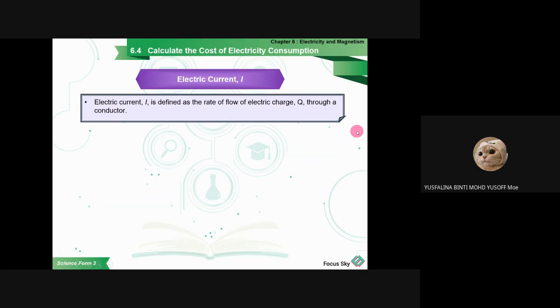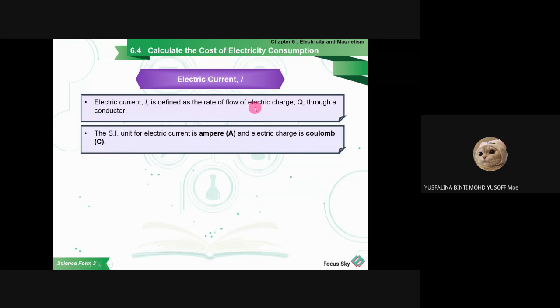What is electric current? Electric current is the rate of flow of electric charge through a conductor. So this is the meaning of electric current: a rate of flow of electric charge, or sometimes they say rate of flow of electron, because the current is actually the electrons that flow throughout the circuit. So sometimes it is called the rate of flow of electron.